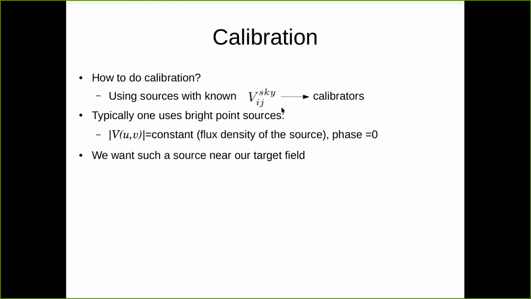This is a complex quantity. It will become very obvious once you write the van Cittert-Zernike theorem in its most simplified form, but for the time being just assume this is the case. If it is a point source, it will have a constant visibility in the UV plane and a zero phase. We want such a source ideally near our target field.